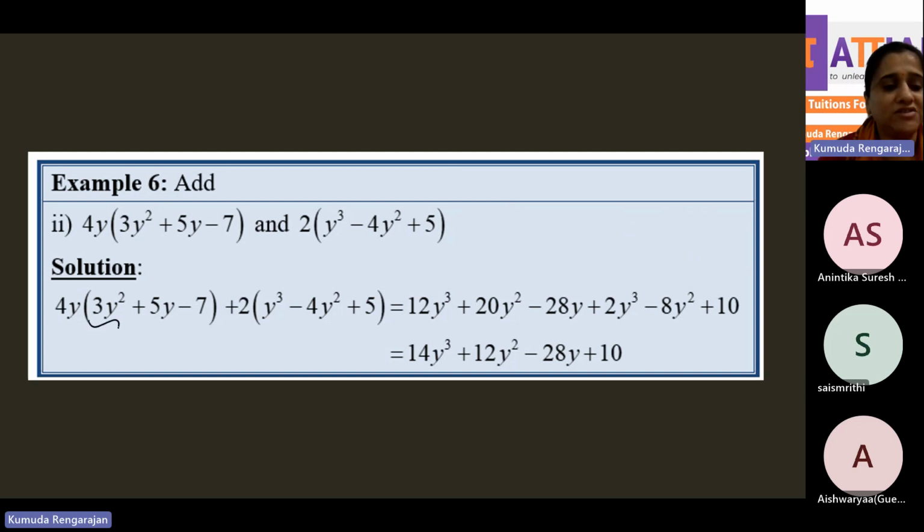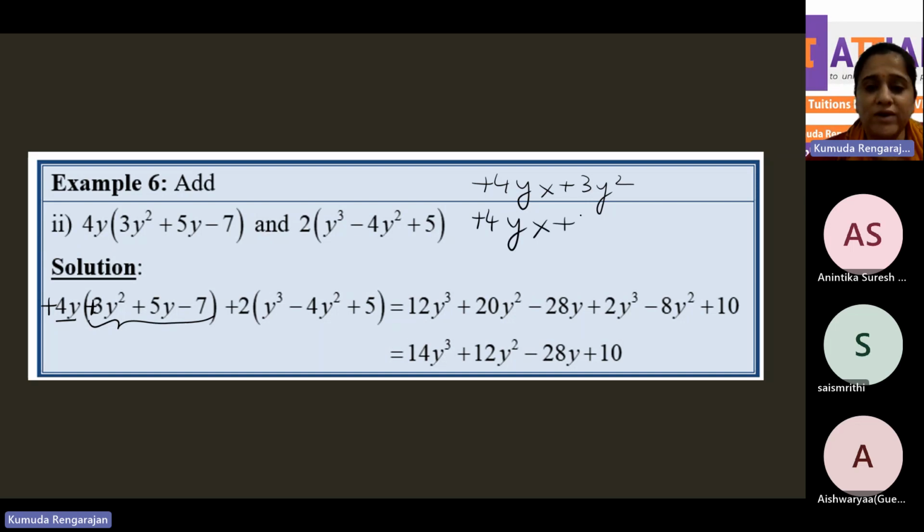So you'll have to multiply all these three terms with 4y outside the bracket. And 4y is positive. This 3y square also, this is positive here. But you don't see the sign there, which means it's positive. So it's basically multiplying plus 4y and plus 3y square. Then you're multiplying plus 4y and plus 5y. And then plus 4y and minus 7. Correct? In the first bracket.